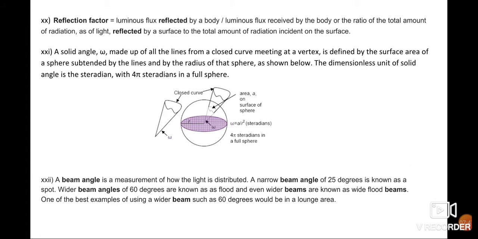Next is beam angle. A beam angle is a measurement of how the light is distributed. A narrow beam angle of 25 degrees is known as a spot. Wider beam angles of 60 degrees are known as flood, and even wider beam angles are known as wide flood beams. One of the best examples of using a wider beam such as 60 degrees would be in a lounge area.